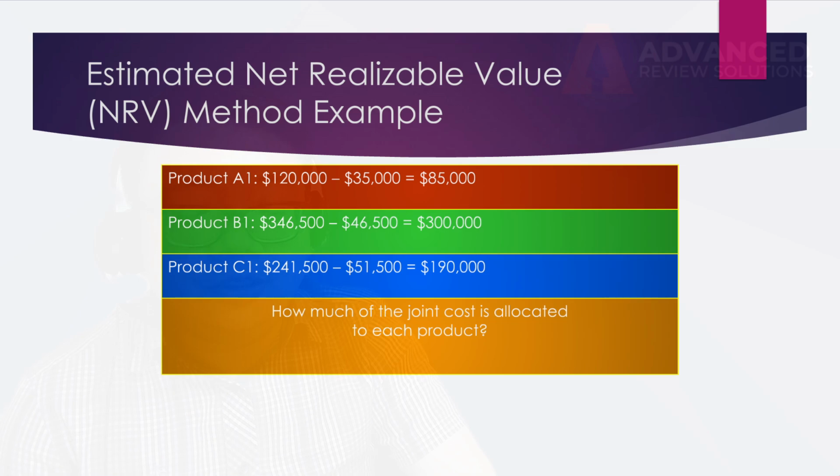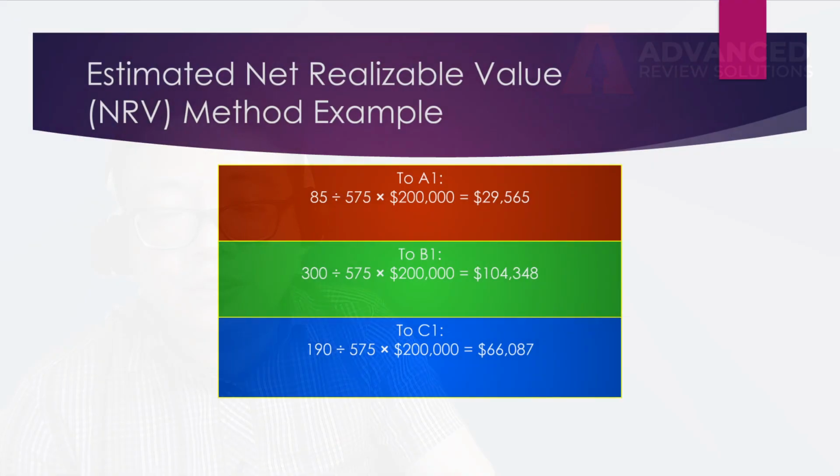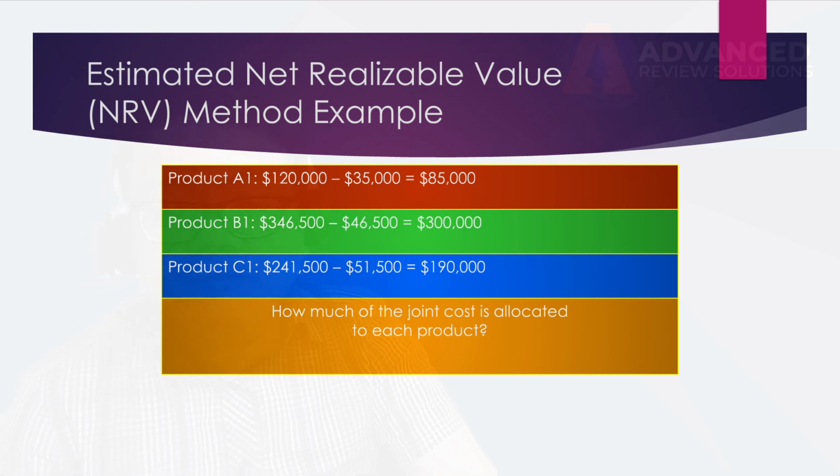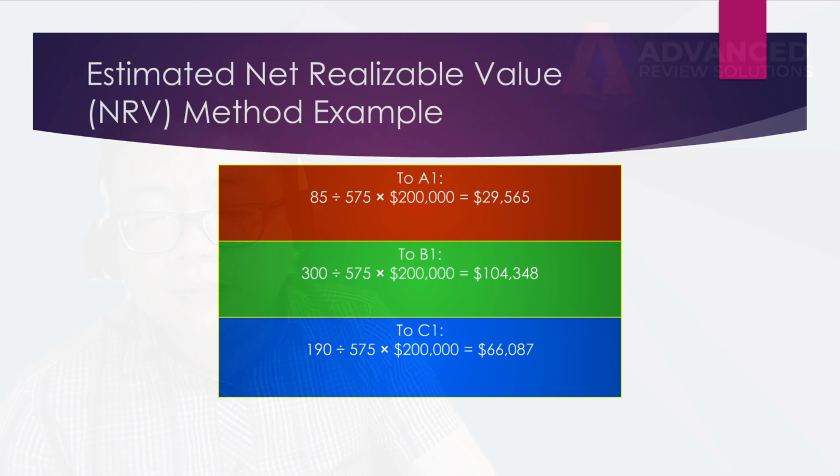So, magkano class in terms of allocating your joint cost? Okay, so, class, i-add mo lahat ito, 85, 300, 190, all in all, yan ay 575. O, ganun lang. Tapos, divide to be multiplied it by the joint cost. Ito na class, yung allocation of a joint cost of 29,565, 104,348, and 66,087. Okay? Hopefully, madali lang ha.